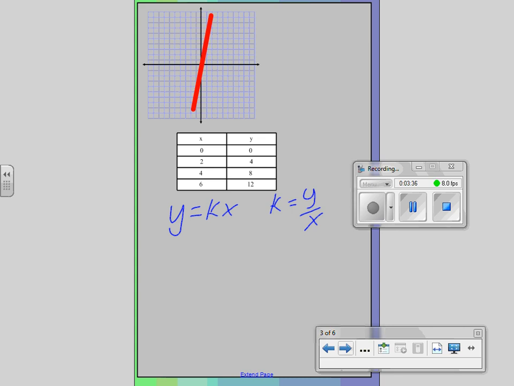Just don't pick 0, 0. Right? So let's just do 4 divided by 2. K equals 4 divided by 2. I can use 8 divided by 4 or 12 divided by 6. Everybody understand that? So I'm going to simplify this. 2 divides into 4 is 2. So my equation here is Y equals 2X.